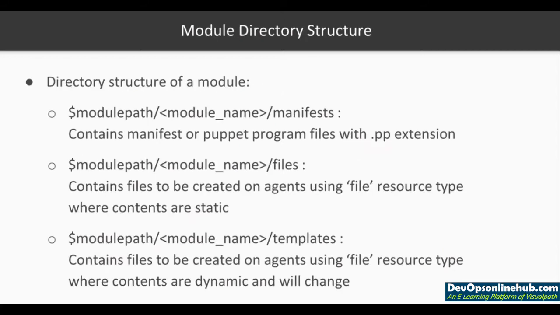We'll first go through the directory structure of a module. The manifests directory contains Puppet program files with .pp extension, and the actual Puppet code and the logic reside in these files. The files directory contains files to be created on the agents using the file resource type, where the contents are static and will always remain the same as the source. The templates directory contains files to be created on the agents using the file resource type, where the contents are dynamic and will be different for different agent nodes. These files are called templates.